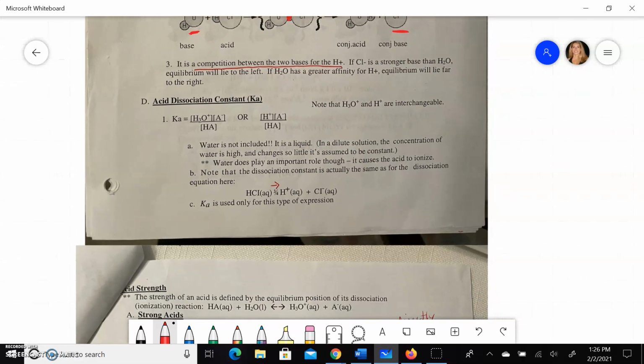All right, we are now going to start to apply some of our equilibrium topics to acids and bases. So first of all, just as a reminder, remember K equilibrium is the products over the reactants raised to the power of their coefficients.